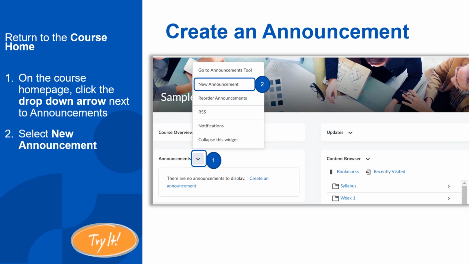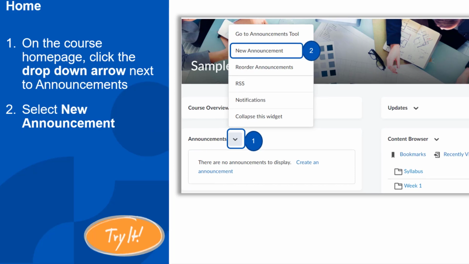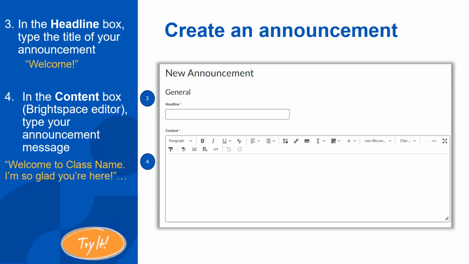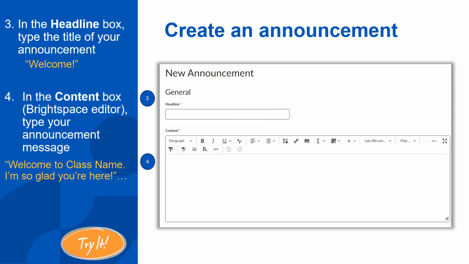From the course home, click the drop-down arrow next to the announcement widget and select New Announcement from the menu. Note that you can also access the announcement tool from Course Admin. On the New Announcement page, add a headline, which is your subject, and content, which is your message. For instance, your headline for a first announcement for the class might be Welcome. And your content may be a welcome message to your students introducing yourself, the expectations for the class, and instructions for what students should do to get started.